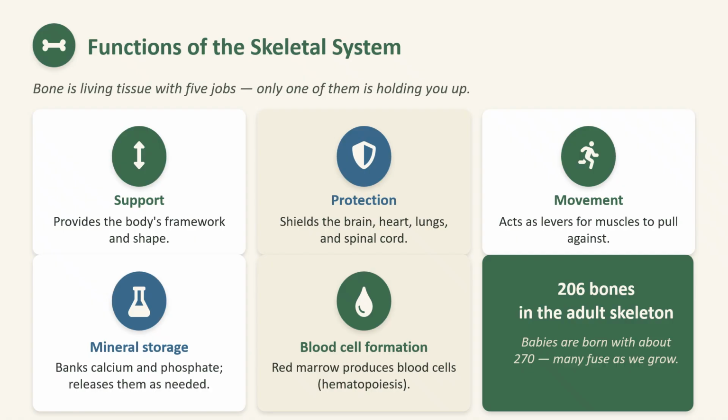Let's start with what the skeleton actually does. There are 5 functions, and notice that only the first one is the one everybody thinks of, and that's support. Bone gives the body its framework and shape. Without it, you'd just be a puddle of mush. Then there's protection. The skull guards the brain, the rib cage guards the heart and lungs, and the vertebrae guard the spinal cord.